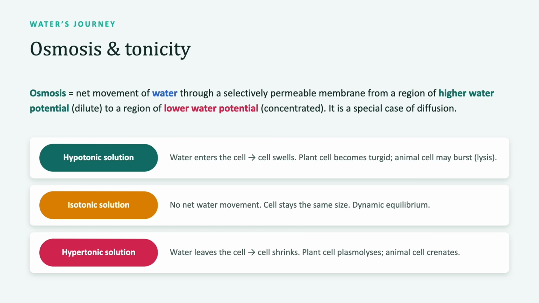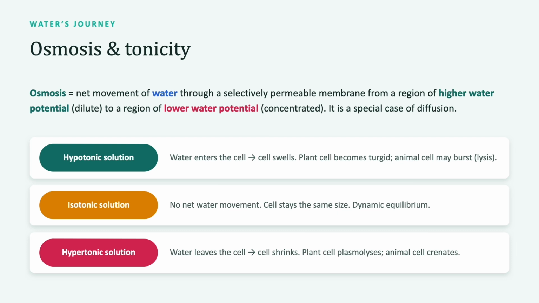Three scenarios every NEET student must know, based on the solution outside the cell. Hypotonic solution. The outside is more dilute, so water rushes into the cell. A plant cell becomes turgid, firm and plump, which is a good thing for a plant. But an animal cell, which has no rigid wall, can swell and burst. This is called lysis.